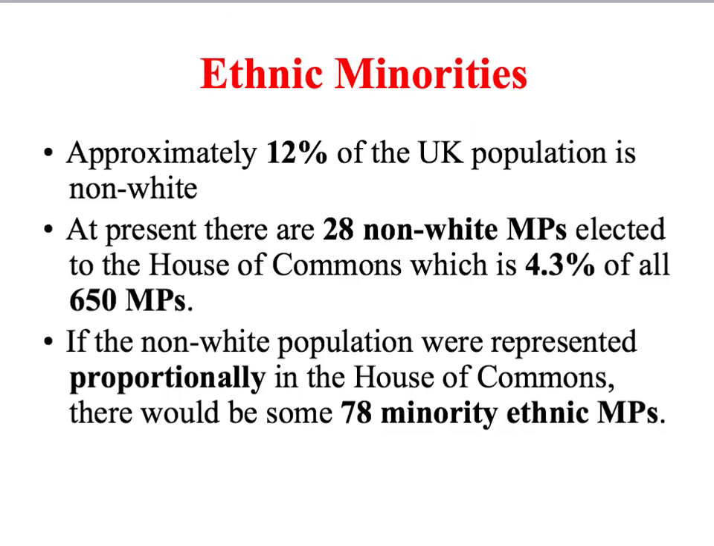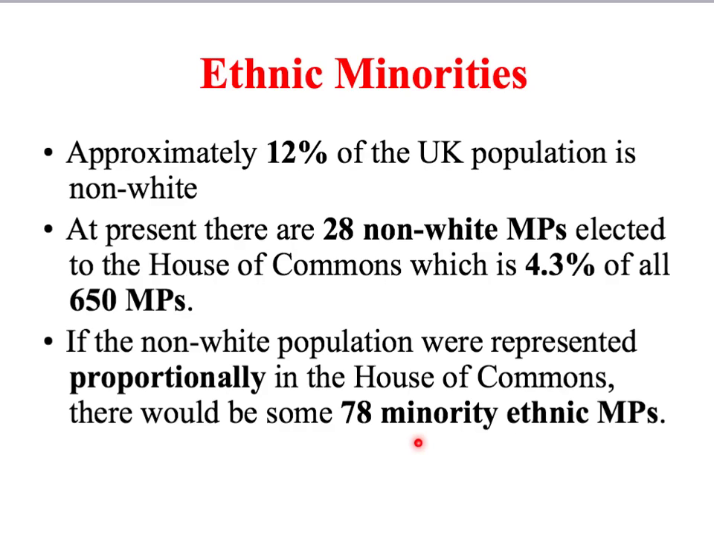MPs from ethnic minority backgrounds are also underrepresented within Britain's system of representative democracy. So as we can see here, approximately 12% of the UK population is non-white, but at the moment there are 28 non-white MPs. So that's only 4.3% of the 650 MPs that make up the House of Commons. So if the non-white population were represented proportionally, there would be not 28, but there would be 78 members of Parliament from minority ethnic backgrounds.